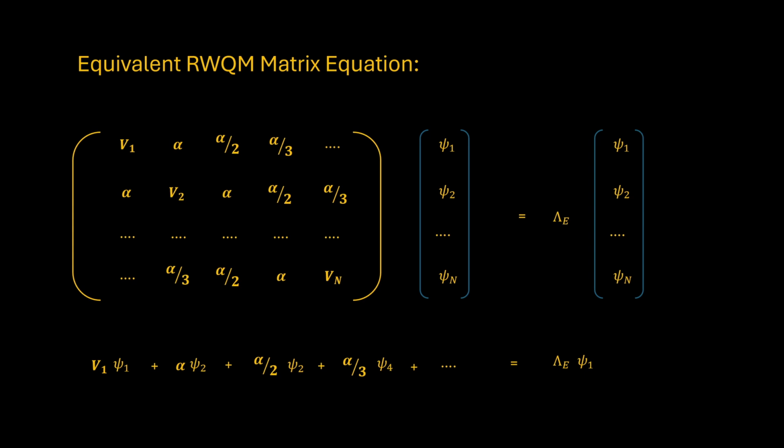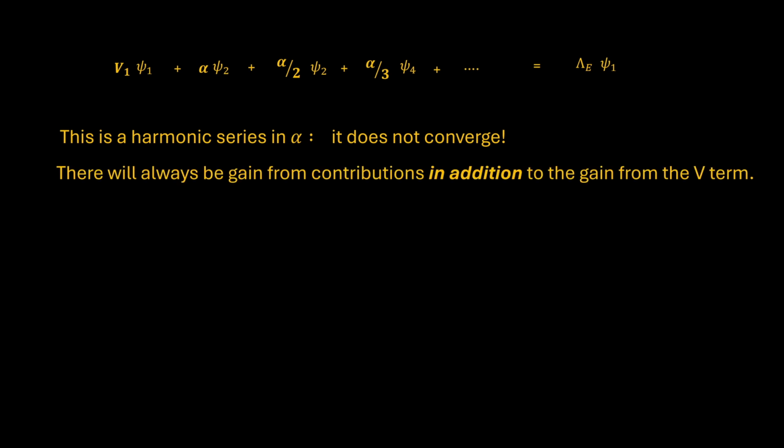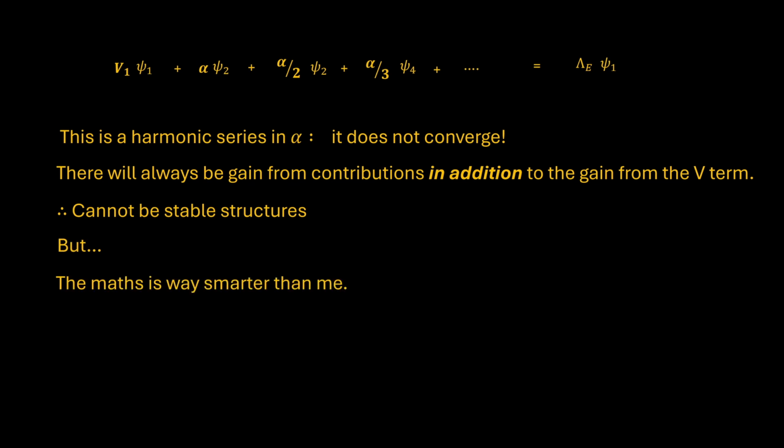see that it actually contains a harmonic series in alpha, but the harmonic series does not converge. The implication is that there will always be positive contributions from other FRs, and in addition there will be the positive gain arising from the potential term. With only positive gains at each FR, how could stable structures possibly be formed? But the thing about mathematics is that it is much smarter than I am.